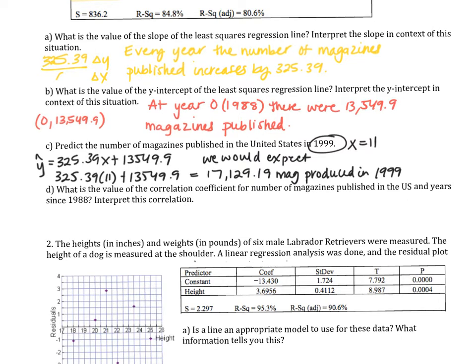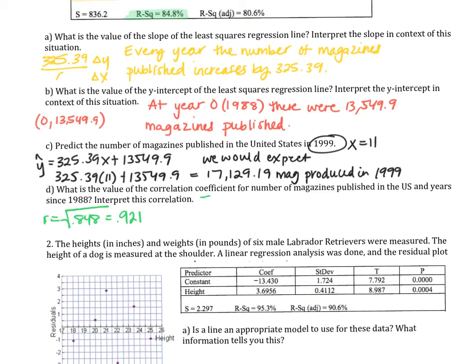What is the value of the correlation coefficient for number of magazines published in the U.S. in years since 1988? Your correlation coefficient, we've got r squared right here, is 0.848. So r is equal to the square root of 0.848, which would be 0.92086, so 0.921.